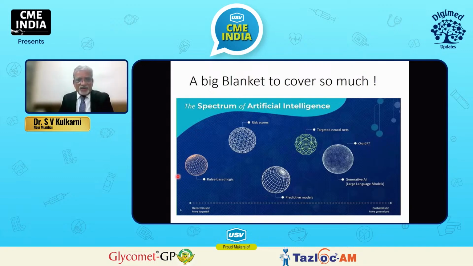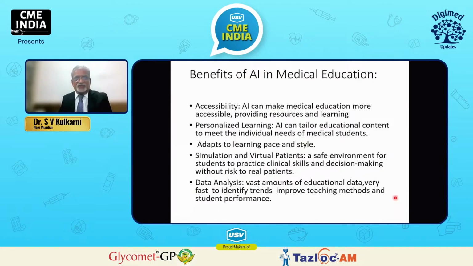So if we consider all these things, on one side, we have a deterministic AI, which is more targeted. And on the other side, it is a probabilistic AI, which is more generative. Let us not go into the technical jargon and see some of the things. What are the benefits? Number one, accessibility. AI has made medical education more accessible. Resources, learning, age, distance, all barriers lost.